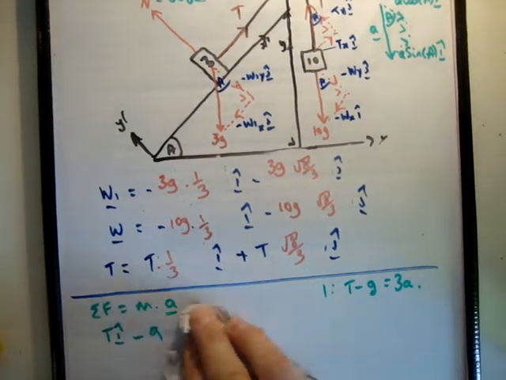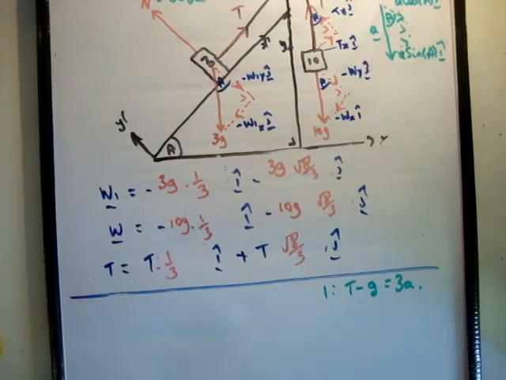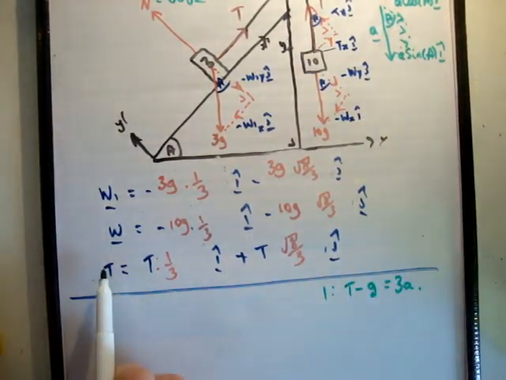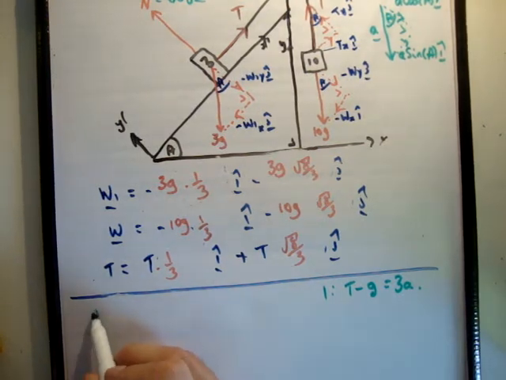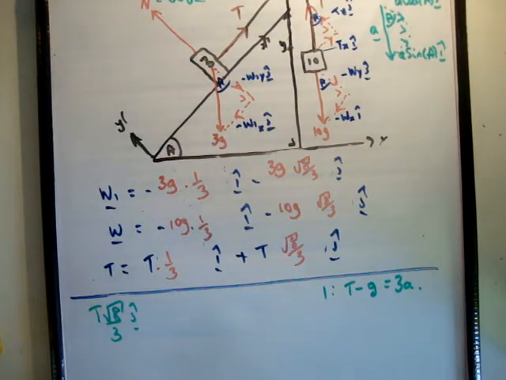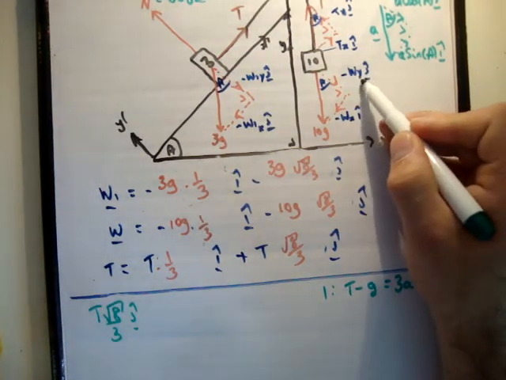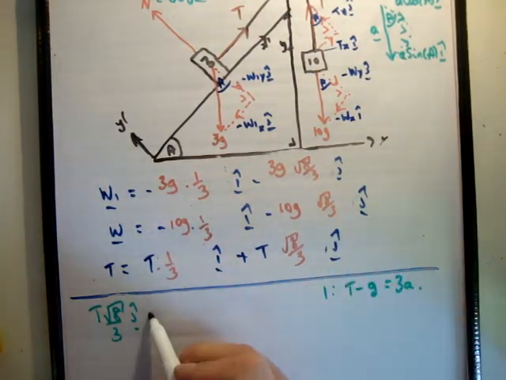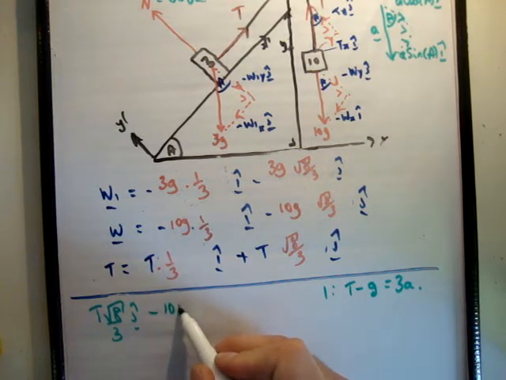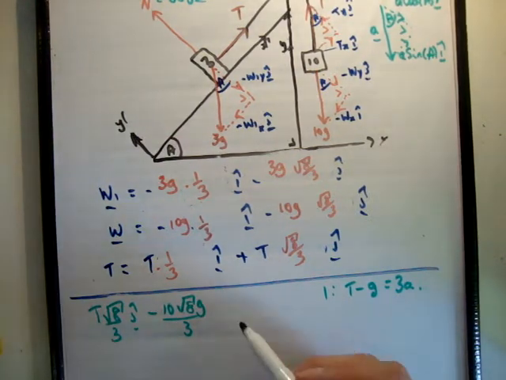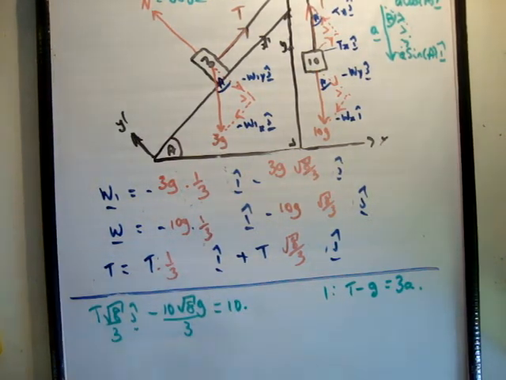Now let's do the similar analysis for the 10 kilo mass, and let's talk about the j direction first. So we have t sub y j hat, which is equal to t times root 8 over 3 j hat. We need to take away from that minus w sub y j hat, which is here. So that was equal to minus 10 root 8 g over 3. And we need to multiply that by the mass, which is 10, times the acceleration vector.